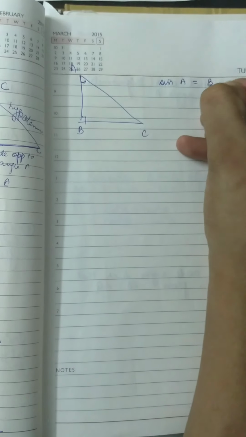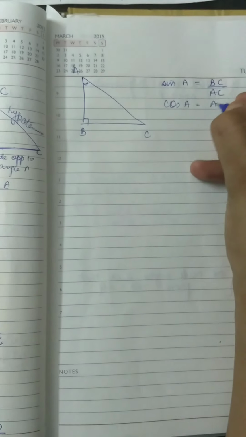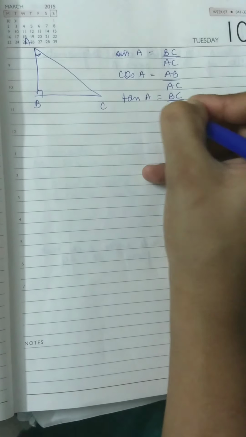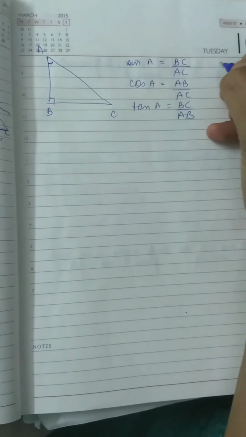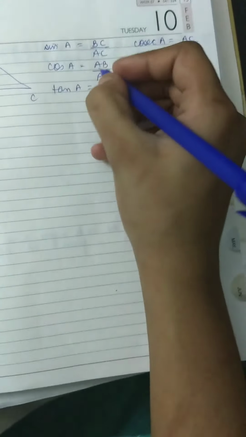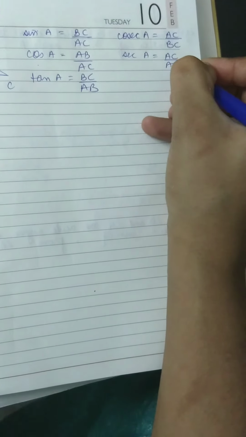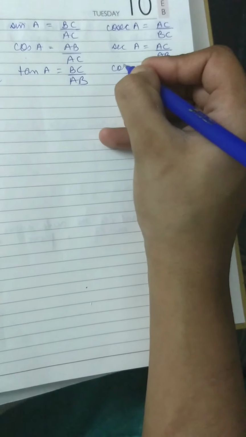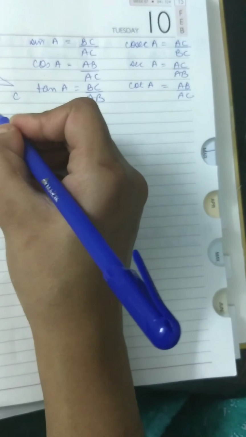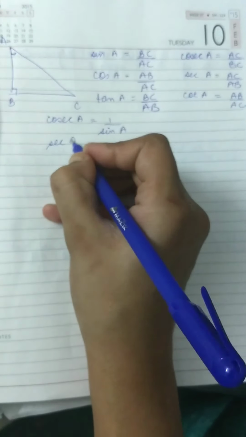Sin A is equal to BC upon AC. Cos A is equal to AB upon AC. Tan A is equal to BC upon AB. And the opposite of sin A will be cosec A. Cosec A will be AC upon BC. Cos A's opposite is sec A. Sec A will be AC upon AB. And the reciprocal of tan A is cot A, which is equal to AB upon BC. Cosec A is equal to 1 upon sin A. Sec A is equal to 1 upon cos A.